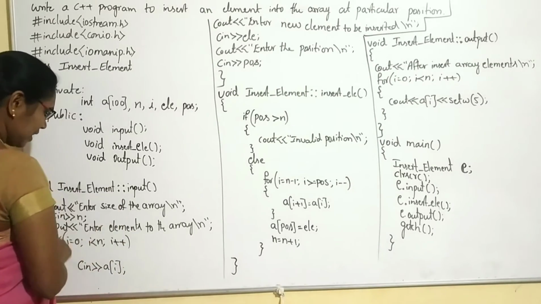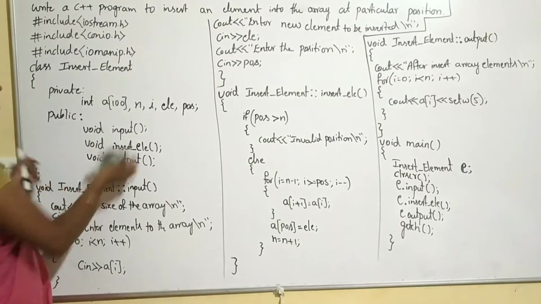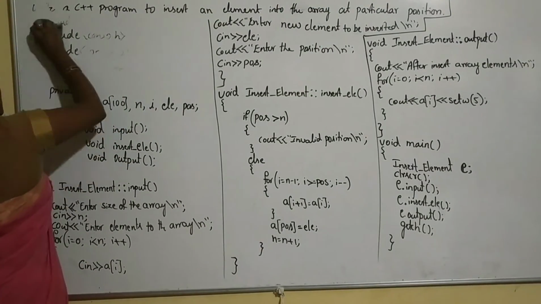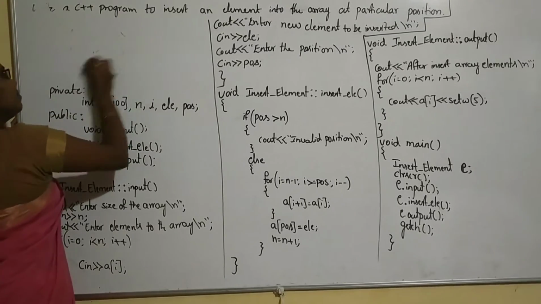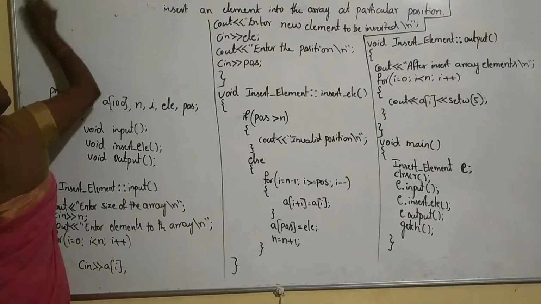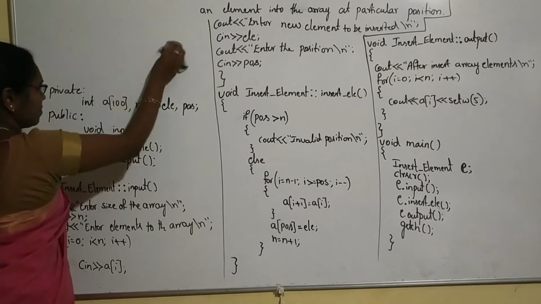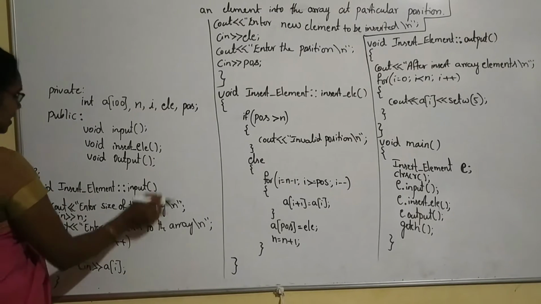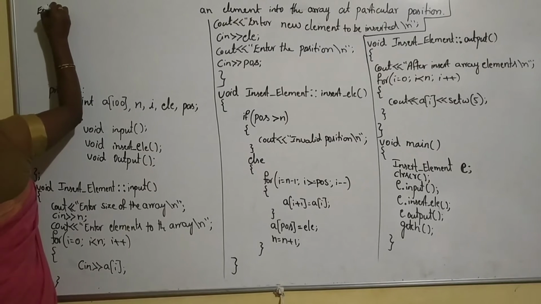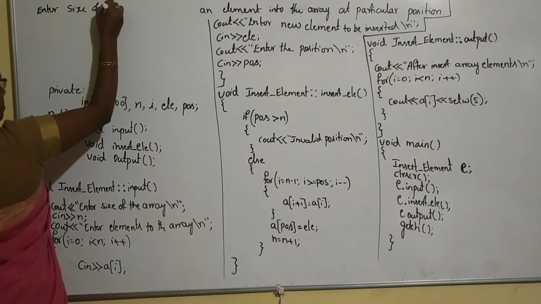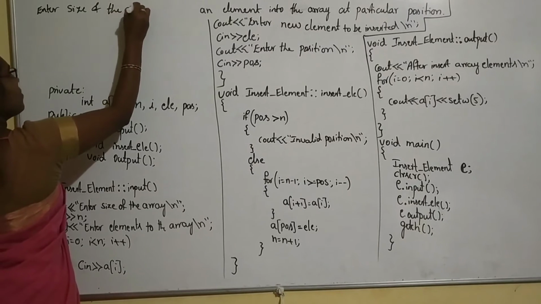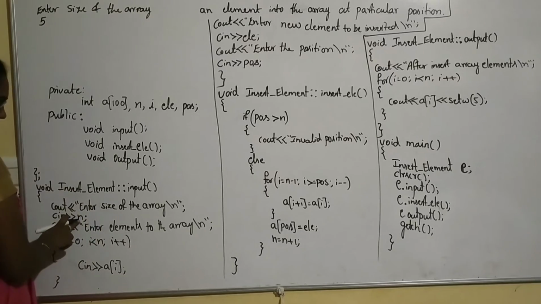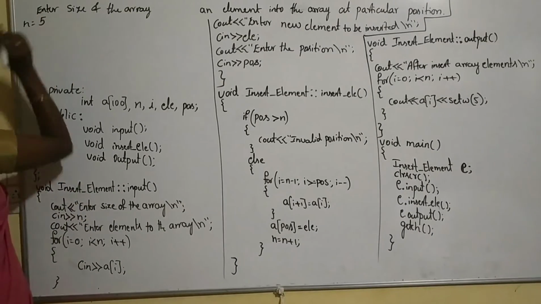Then it will execute the statement enter size of the array. So here I will write the output statements. The output statement will execute: enter size of the array. We give the size of the array as 5. The value 5 will be stored in which variable? n. Now n contains the value 5.